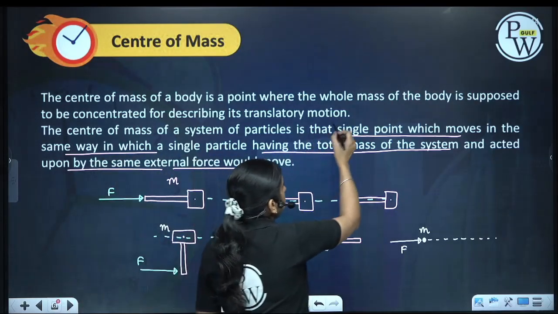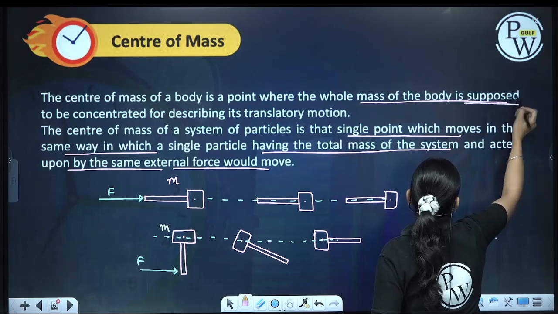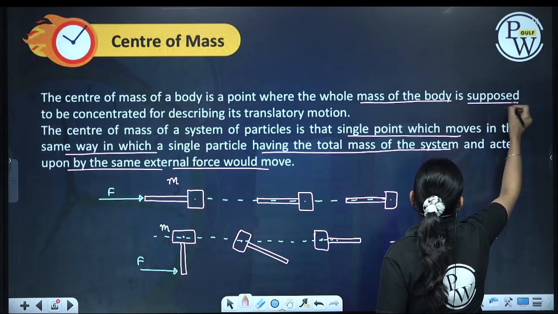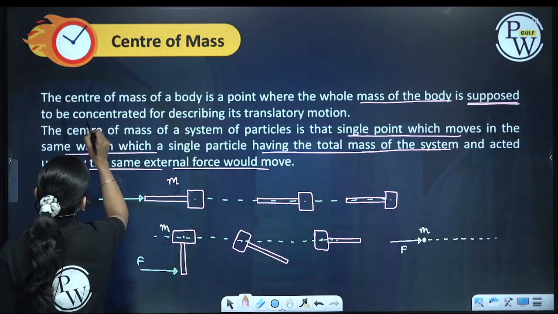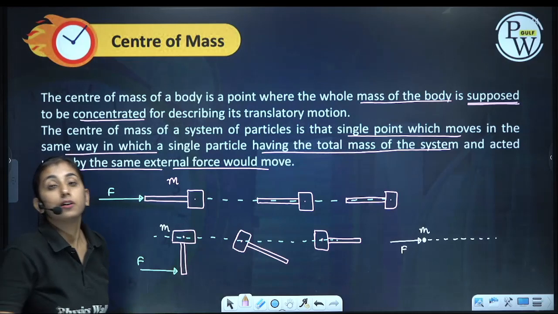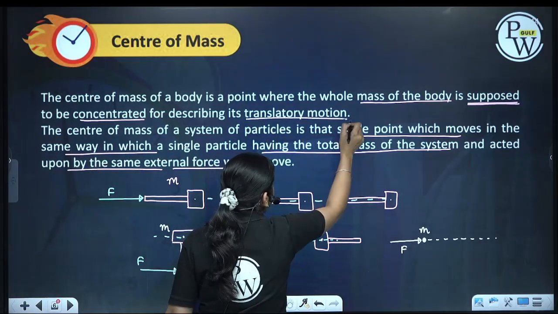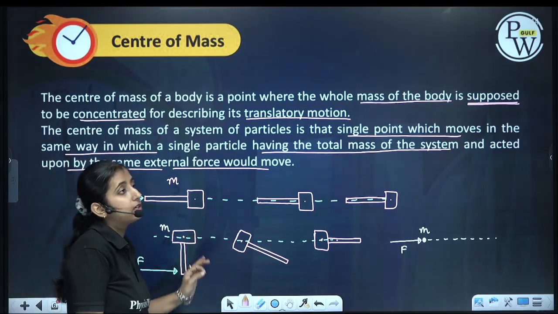So the whole mass of the body is supposed to be concentrated. This is very important. It is not actually concentrated. It is supposed to be concentrated for describing which type of motion? For describing its translatory motion.